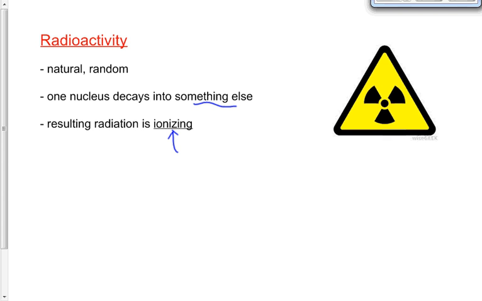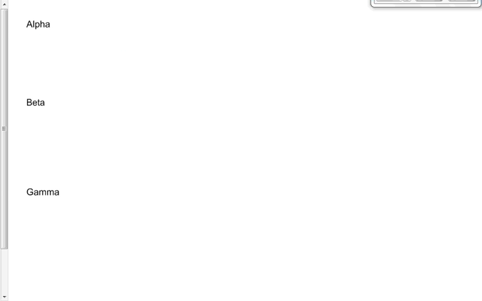Now, we're going to talk about 3 types of ionizing radiation. 3 types of radiation that's produced as a result of radioactivity that will cause atoms to become ions. The 3 types are alpha, beta, and gamma decay. Let's identify what these things are, first of all. Alpha decay occurs when you have big nuclei.